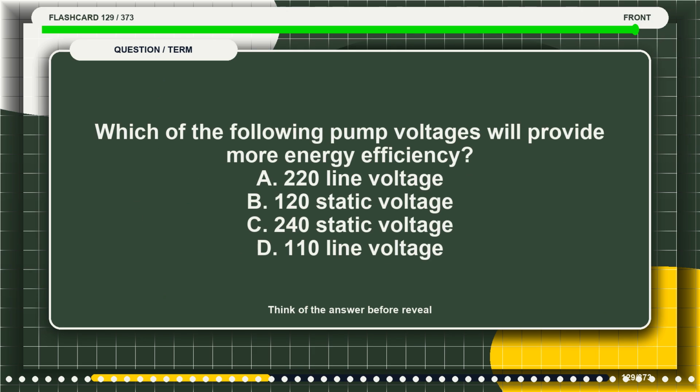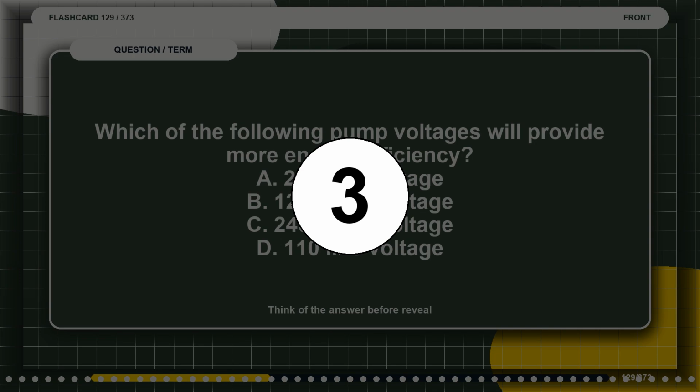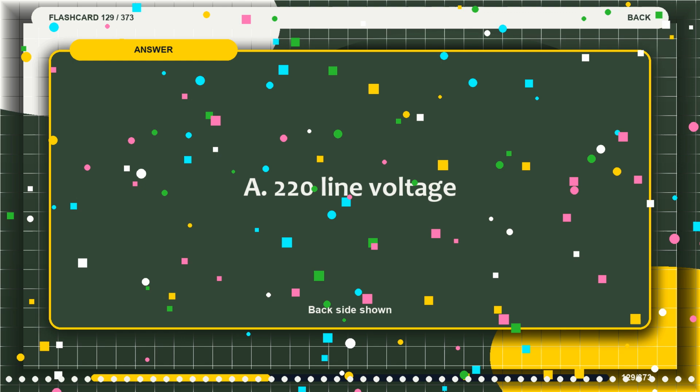Flashcard 129. Which of the following pump voltages will provide more energy efficiency? A. 220 line voltage. B. 120 static voltage. C. 240 static voltage. D. 110 line voltage. Think of the answer before the reveal. The answer is A. 220 line voltage.